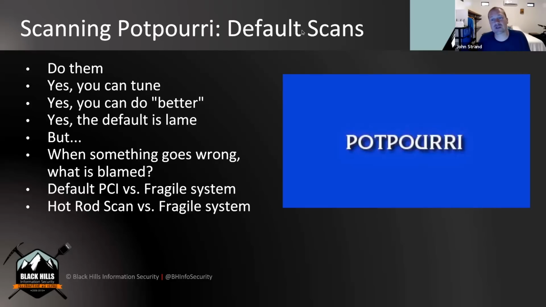Now, I've had testers in the past, they disagree with me. This is actually a rule at Black Hills Information Security. And every time I've had a tester that's tried to disagree with me, eventually they get burnt. And they're like, oh, I didn't run the default scan and I brought down their network. It's time to get out the cone of shame. I do not like the cone of shame. Put the cone of shame on.